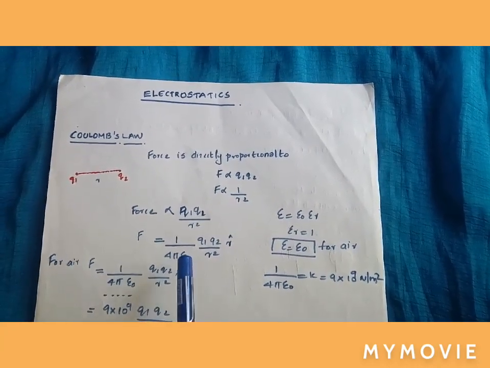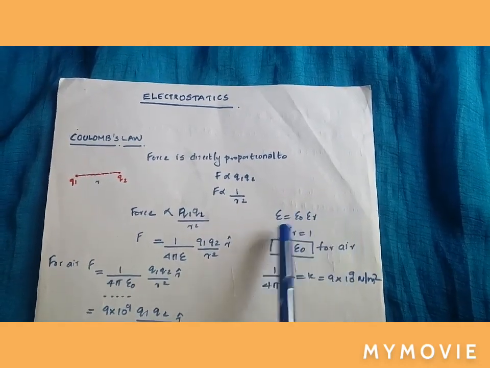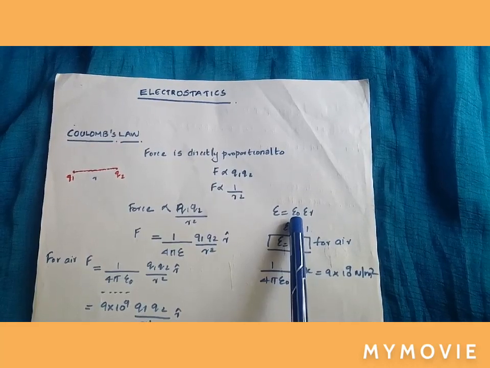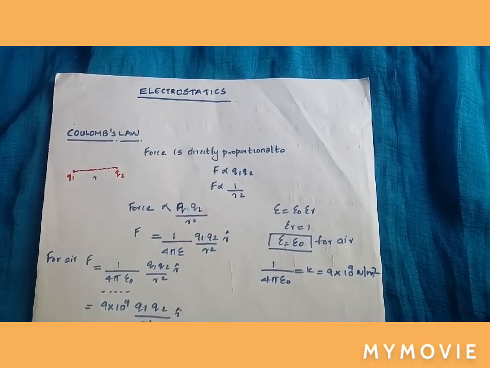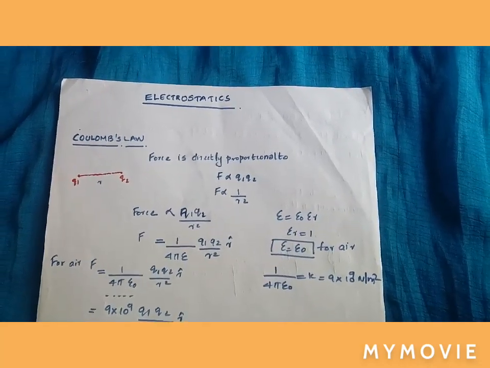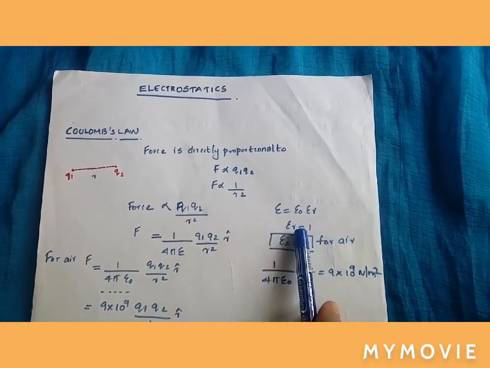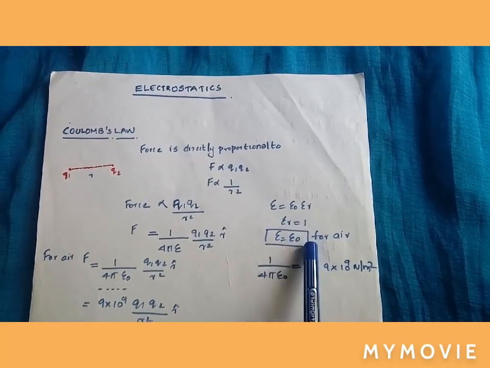Epsilon is the permittivity. Epsilon is equal to epsilon 0 epsilon R. Epsilon 0 is the permittivity of the free space and epsilon R is the relative permittivity. For air, the relative permittivity epsilon R is equal to 1. So epsilon is equal to epsilon 0.